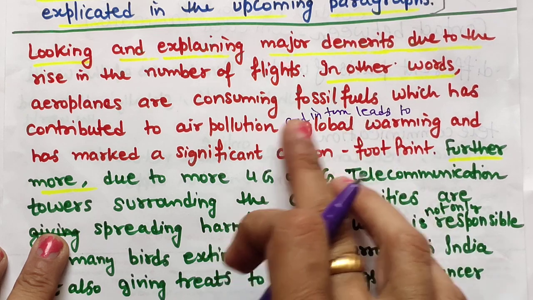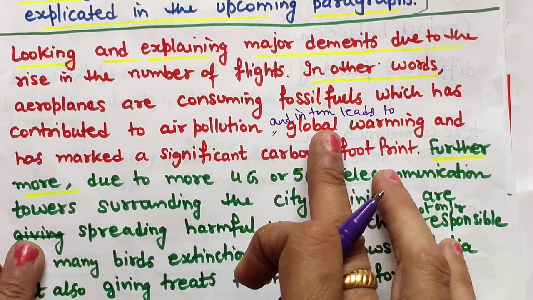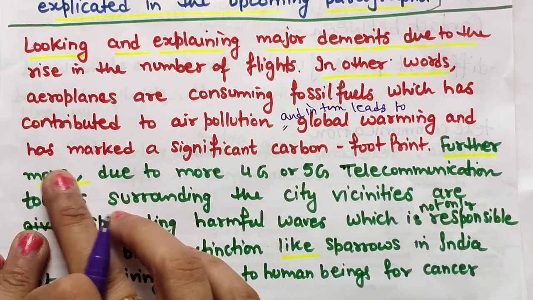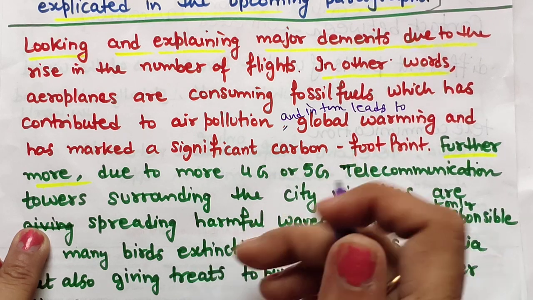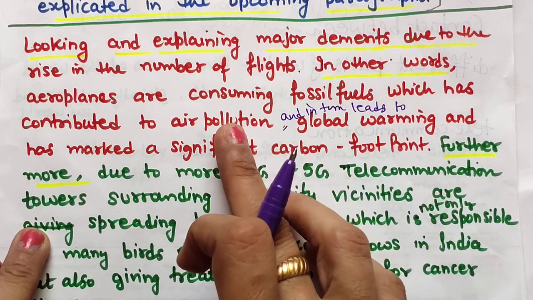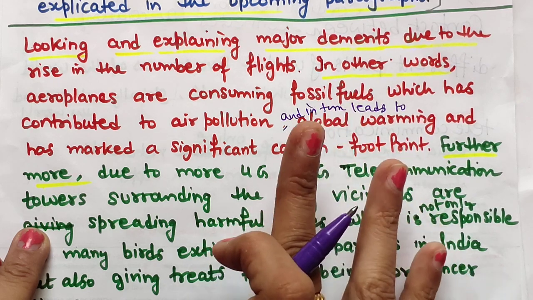So I have forgotten to write this word. So when you are rereading your essay, definitely you will find your own mistakes. And in turn leads to global warming and has marked a significant carbon footprint in the environment, you can write. So how I have used these words, you can see this: carbon footprint, air pollution, global warming. These are also vocabulary. Fossil fuels, these are vocabulary words.